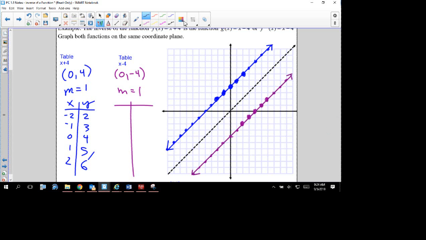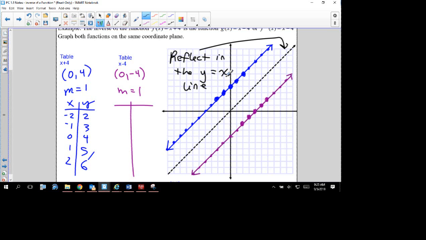I'm going to write that down. They reflect in the y equals x line. Inverses always share that. So if I made y equals x, that dashed line in the middle, a mirror, these would totally flip over each other and be reflections of each other.